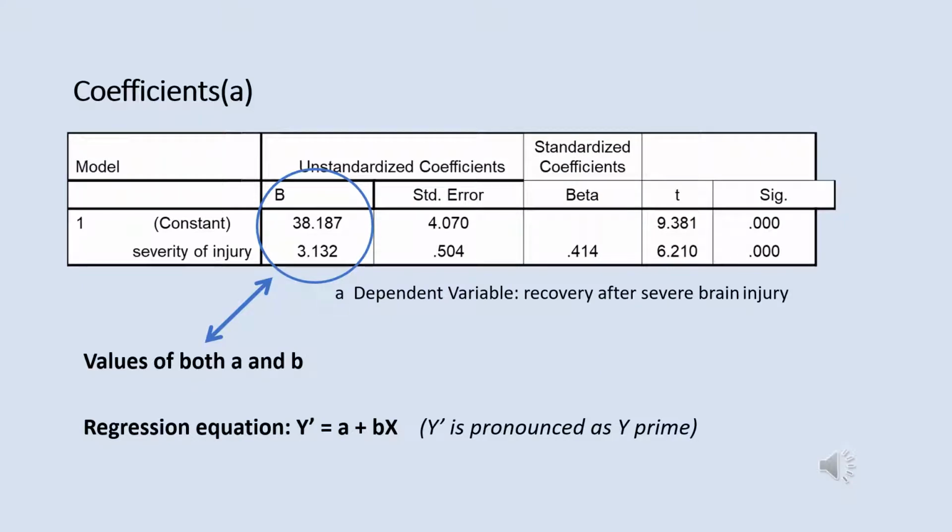So this is another output table you will get when you run your regression, and it is the coefficients. And here you'll note that under B, you will see the constant, and that number is 38.187. So that's important to know. You have A as part of your equation. And then B is severity of injury, and that is the 3.132. And when you are reporting a result, you're going to insert these values into your regression equation.